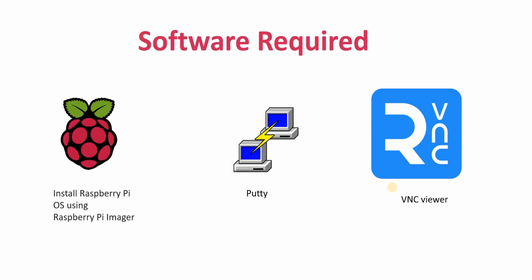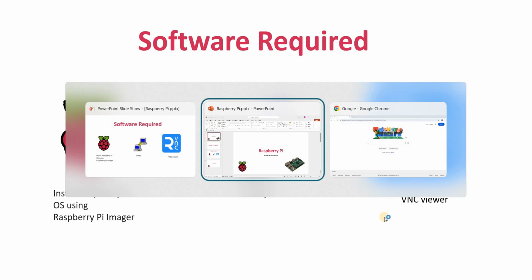First we need to install the OS. For this we need a memory card; with your Raspberry Pi, the memory card will come. So first we do the installation using the Raspberry Pi OS, and we will image that one with the Imager. Then we are using one more software, PuTTY, and lastly a VNC Viewer for viewing our Raspberry Pi desktop on our laptop.